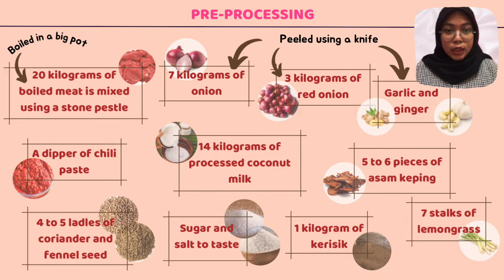For the pre-processing, we need 20 kg of boiled meat, which is boiled in a big pot. The meat is then mixed using a stone pestle. 7 kg of onion, 3 kg of red onion, garlic, and ginger are peeled using a knife. We also need 14 kg of processed coconut milk. Other than that, a dipper of chili, 5 to 6 pieces of asam keping, 4 to 5 ladles of coriander seed and fennel seed, 1 kg of kerisik, 7 stalks of lemongrass, and not to forget sugar and salt to taste.